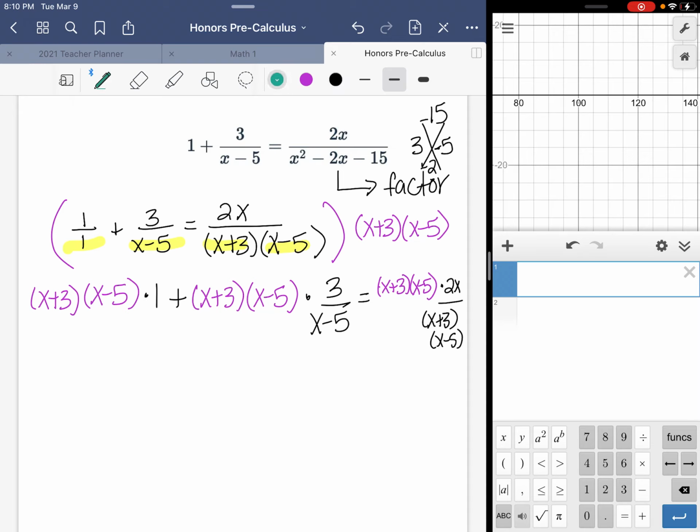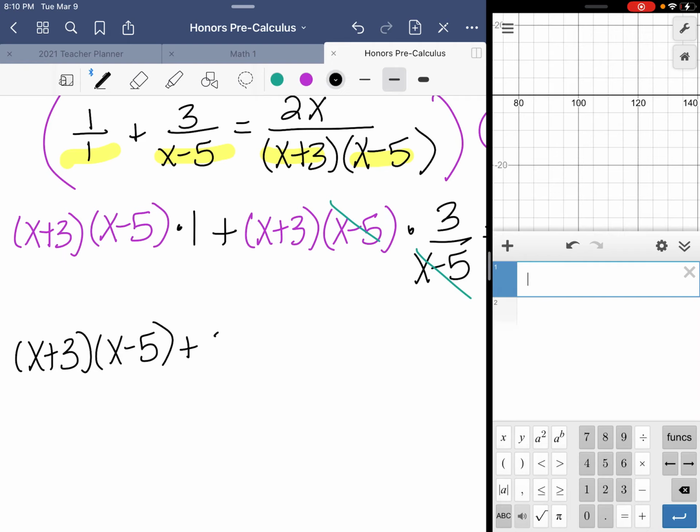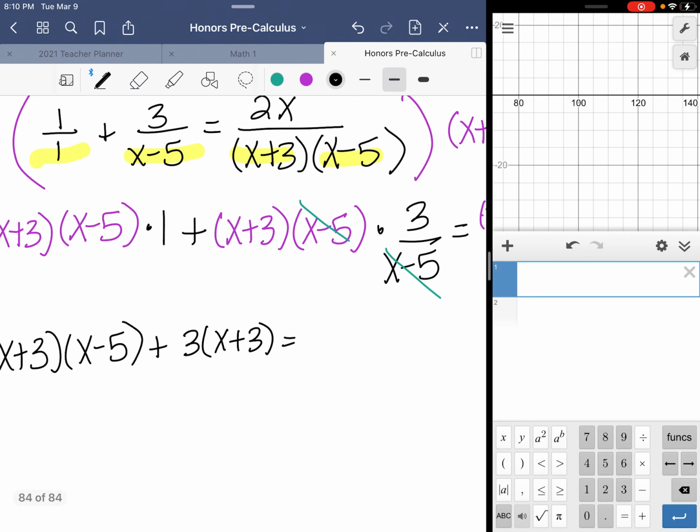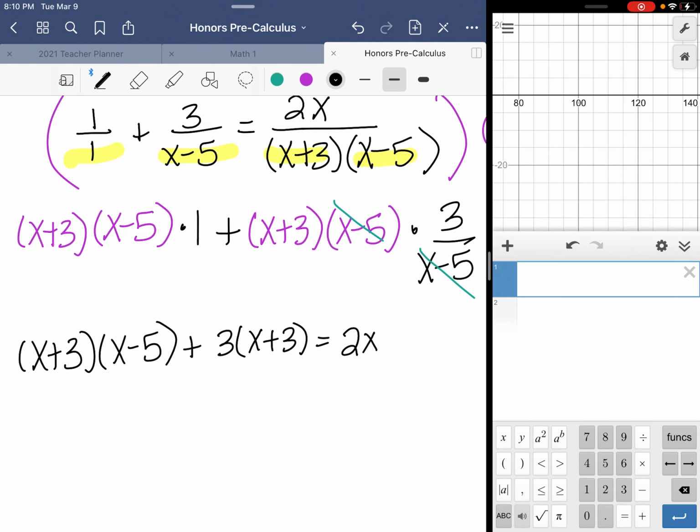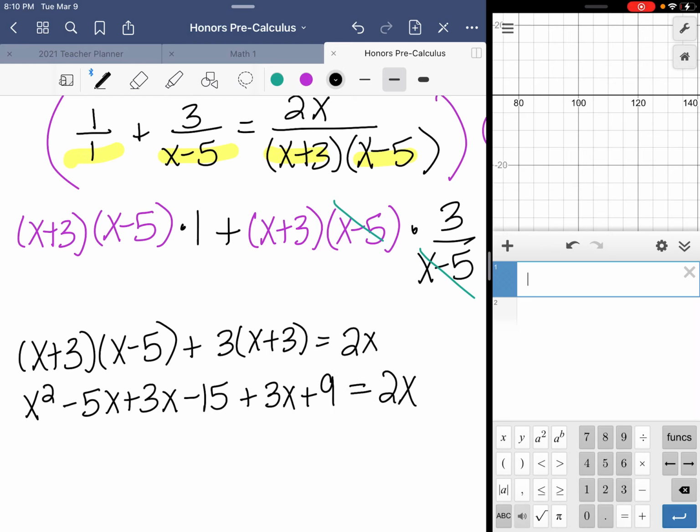All right, so we're going to start canceling out what we have in common. So they have x minus 5 in common. There was nothing in common in the top and the bottom of the first term. But then we can cancel out x plus 3 and x minus 5s. So we're left with x plus 3 times x minus 5. Then we're going to be left with 3 times x plus 3 equals, and then the only thing on the other side is going to be 2x. So we're going to multiply everything out and simplify. And that's going to give me x squared minus 5x plus 3x minus 15 plus 3x plus 9 equals 2x.